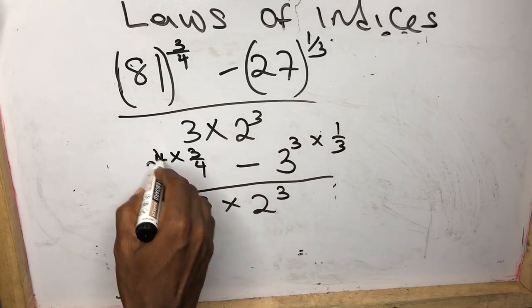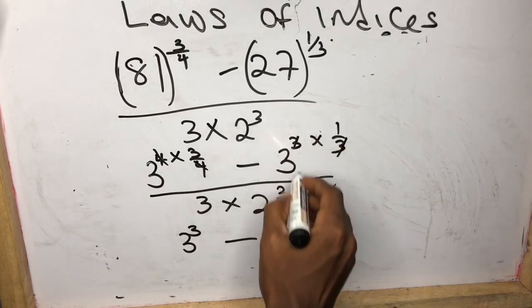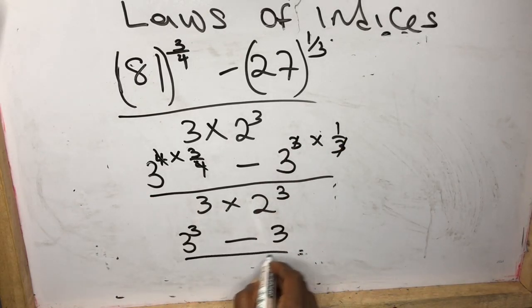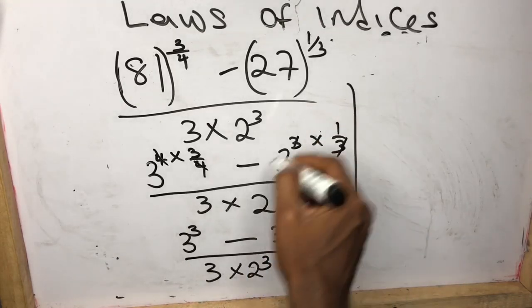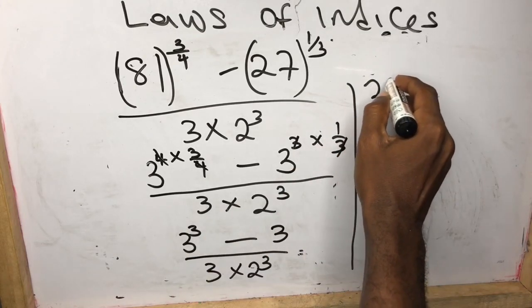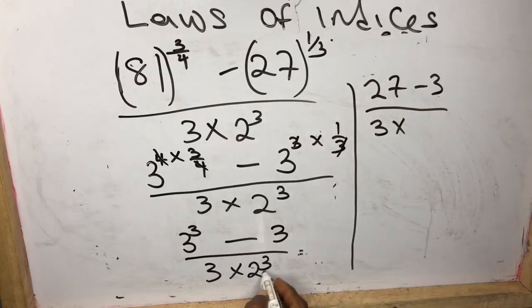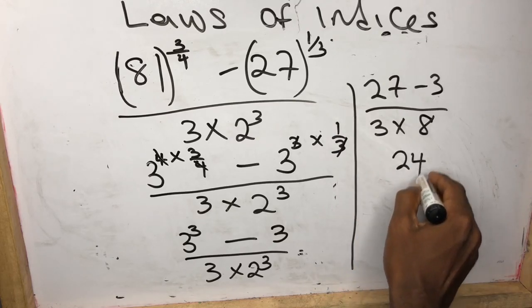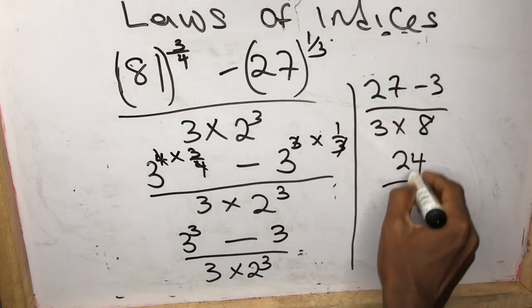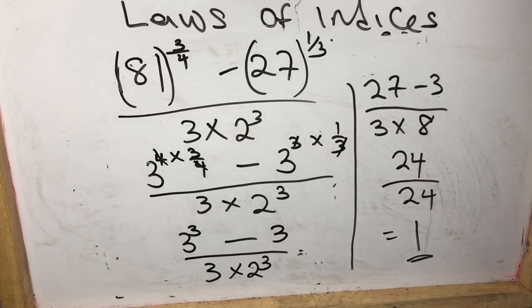So now that 4 cancels that 4 there, you are left with 3 raised to the power 3. That 3 cancels out 3, you are left with 3. So now it's 3 times 2 raised to the power 3. Now 3 raised to the power 3 is 27, minus 3, divided by 3 times 2 raised to the power 3, which is 8. 2 times 2 times 2, that is 8. So 27 minus 3 is 24, divided by 3 times 8, which is 24 as well. So 24 divided by 24 will give you 1. So that's how you solve that question.